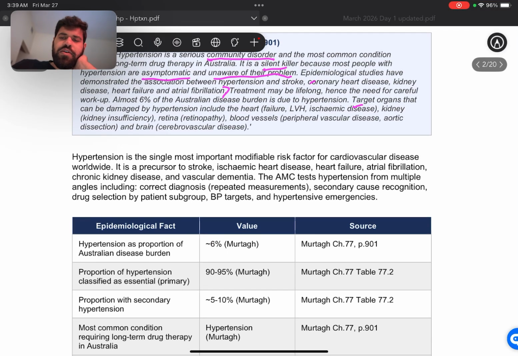All right, target organs that can be damaged by hypertension include the heart, kidneys, retina, which is the most important one, and blood vessels. Kidneys are also very important because of the changes in kidney filtration rate. The GFR is going to be affected, and because of that the drugs that the patient is on have to be altered. Sometimes selecting the drugs is also going to influence the kidney function, because some drugs, as we'll see later on, such as ACE inhibitors and ARBs, are renal protective, and that's the reason they get used.